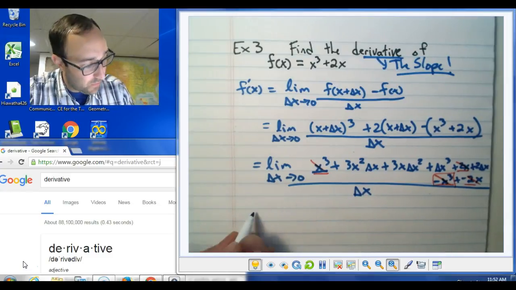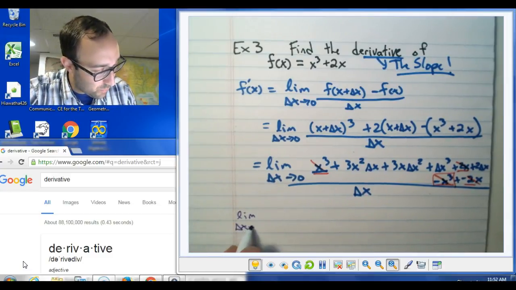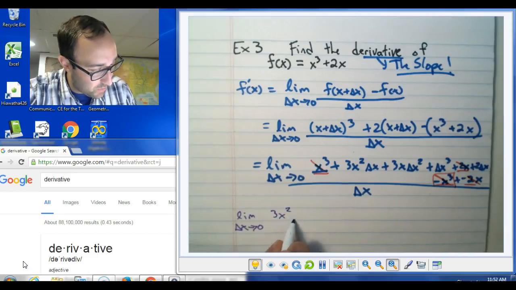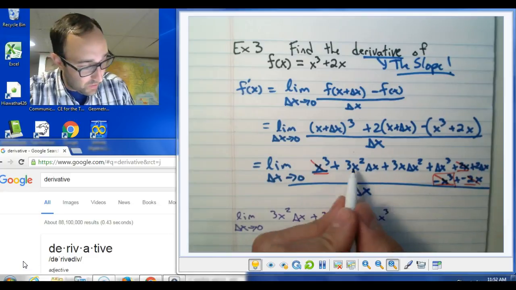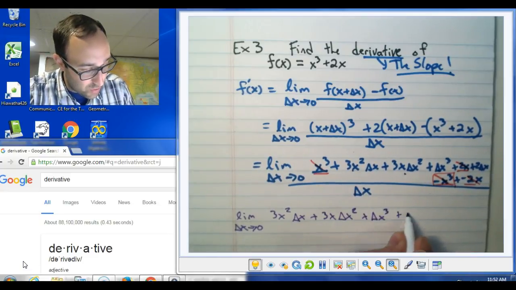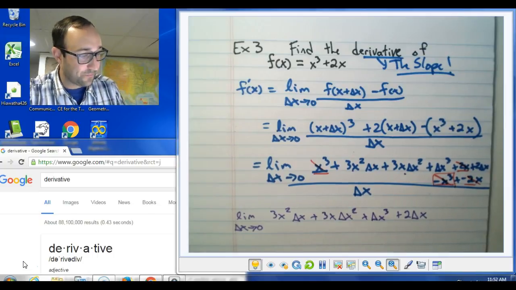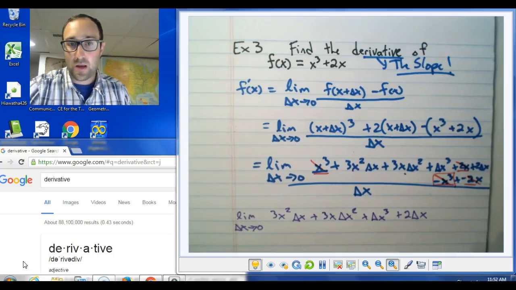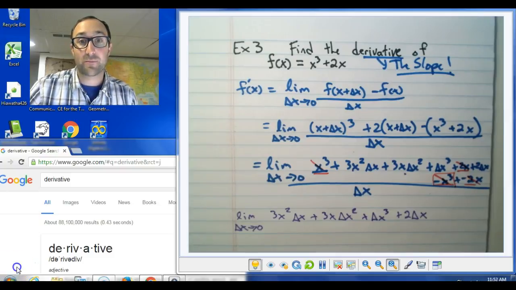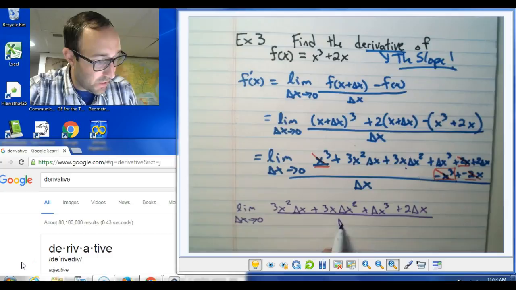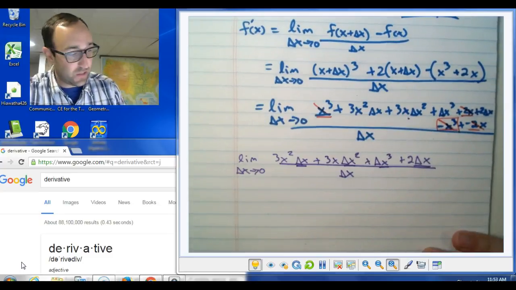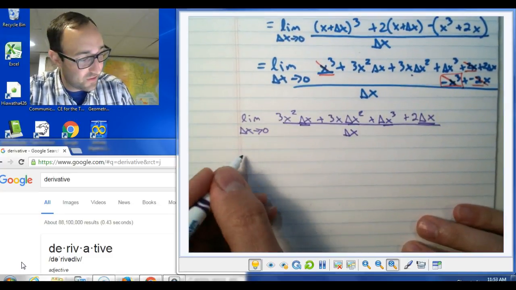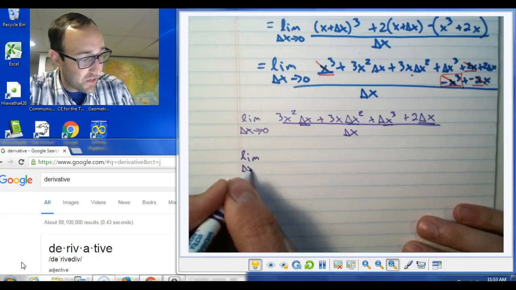Let's see. We have the limit as delta x approaches 0 of 3x squared delta x plus 3x delta x squared plus delta x cubed. So I've gotten this one, and that one. And then I also have plus 2 delta x. Okay, so now let's take a look at what we should do from here. All over delta x. Now if you notice, this one's got a delta x, delta x, delta x, delta x. They all have a delta x in them.